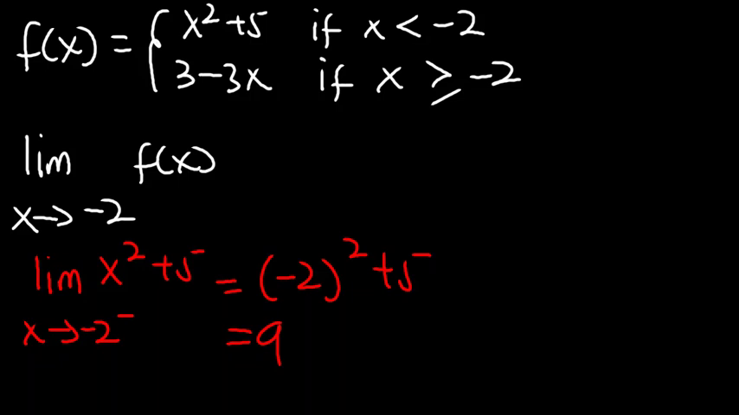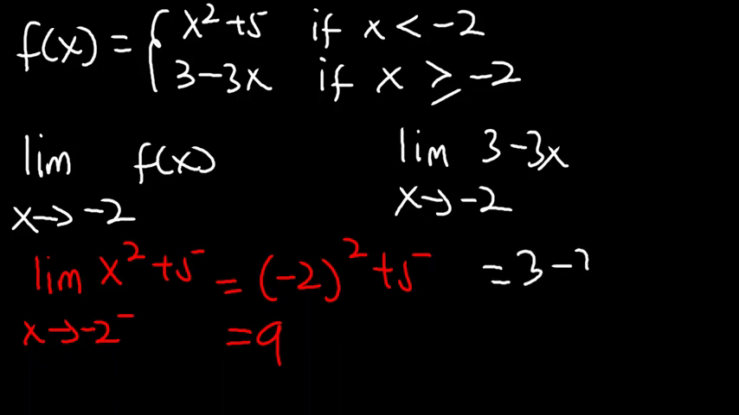So you're going to compute the right side limit also, where you're going to have the limit of 3 minus 3x as x approaches minus 2. In this case you are going to have 3 minus 3 times (minus 2), and this will also give us an answer of 9. So you see that both the left side limit and the right side limit are the same, so the limit of the function as x approaches minus 2 will be equal to 9.